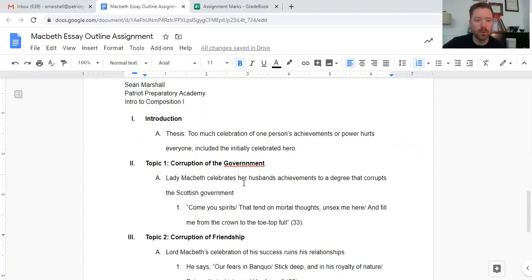So the first one is government, which I misspelled. Okay, and I just say that Lady Macbeth celebrates her husband's achievements, that it hurts the government. And then I think that's pretty easy to find an example of where the government is being harmed by the celebration of one person too much. Here's a quote right here from page 33 in my book. You guys will have the link on the online one, so you'll use different page numbers.